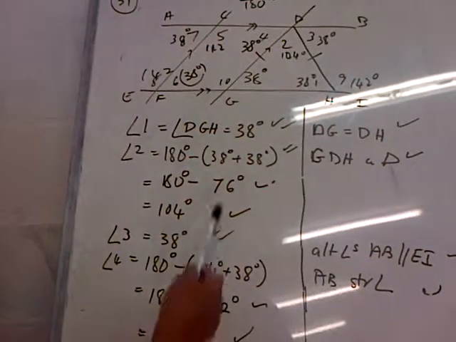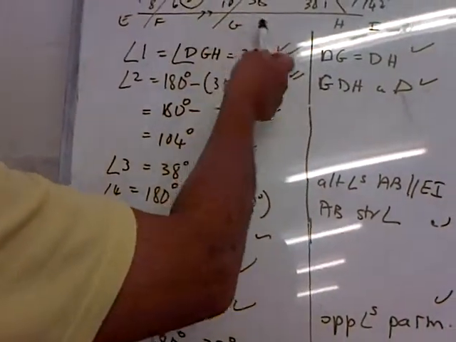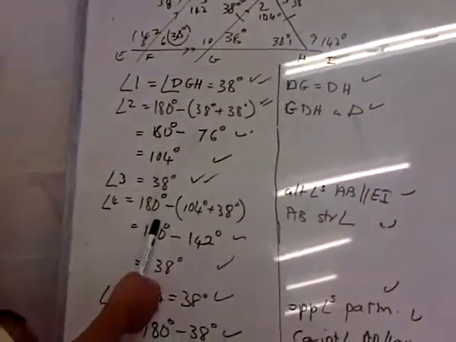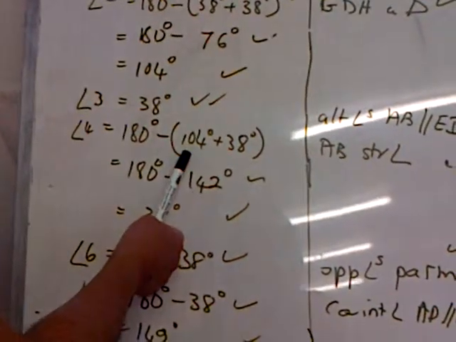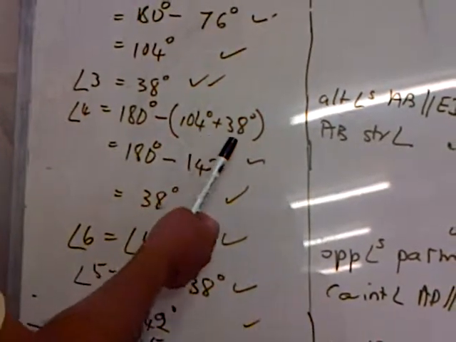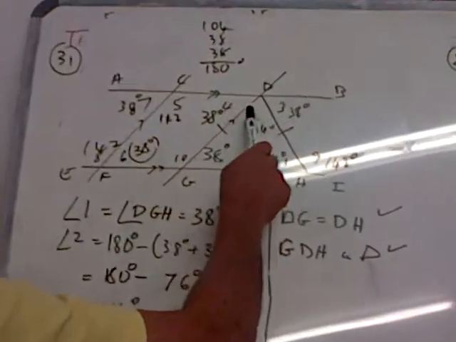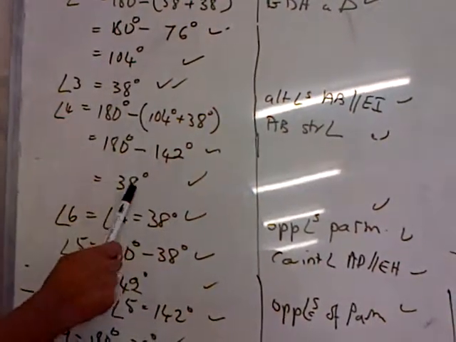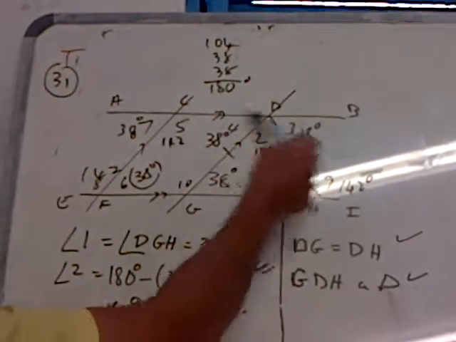Now you can say angle 4 is equal to 180 minus 104 because ABC is straight. You could have done that one. This one is equal to, if you add up these two, because that's straight. That's what I did here. Angle 4 is equal to 38. But I could also do it like that. That it's alternate angles of a parallel line.